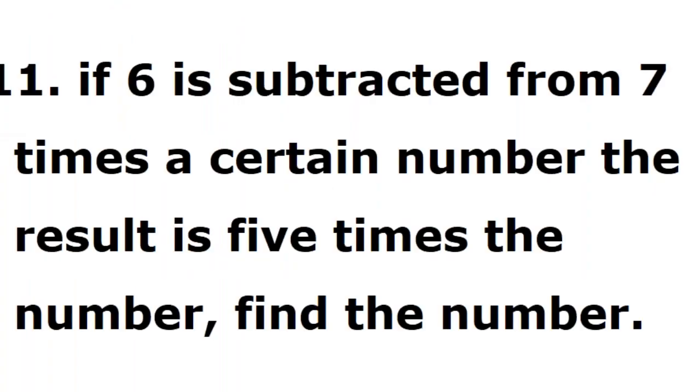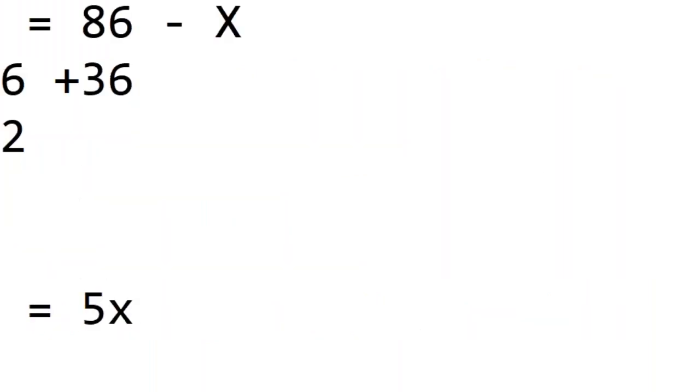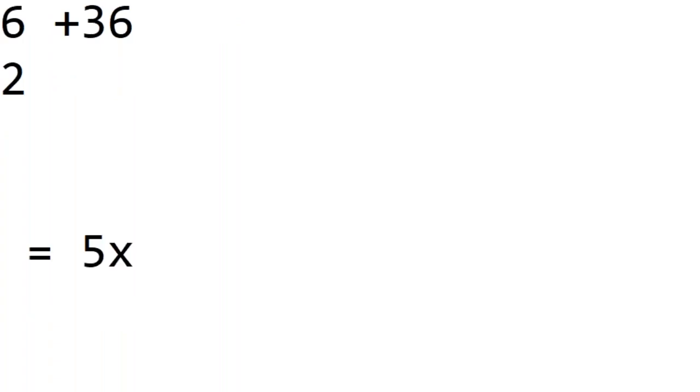Then what is the result? 5 times the number. We assumed the number is x, so 5 times the number means 5x. If we simplify, 7x minus 5x is 2x, which is equal to 6. Then find the value of x. What is the answer? 3. Good, Tarun.